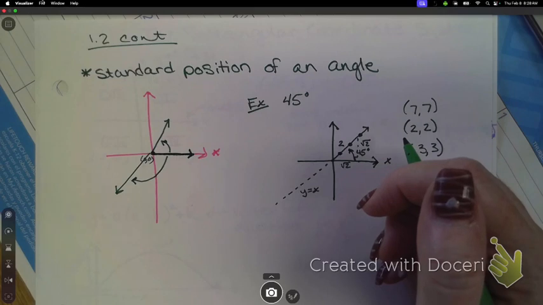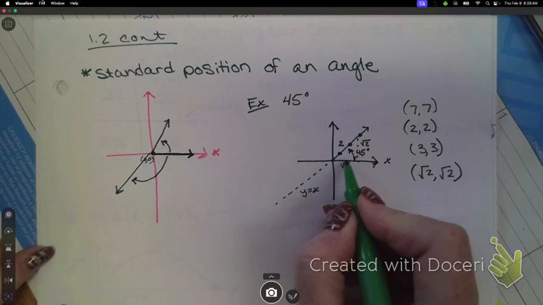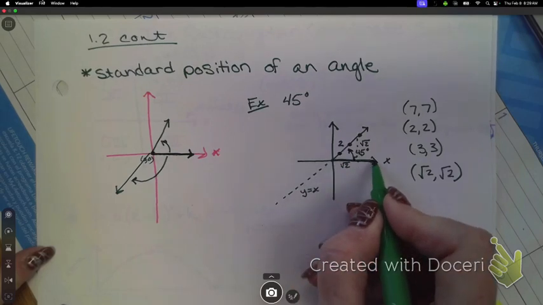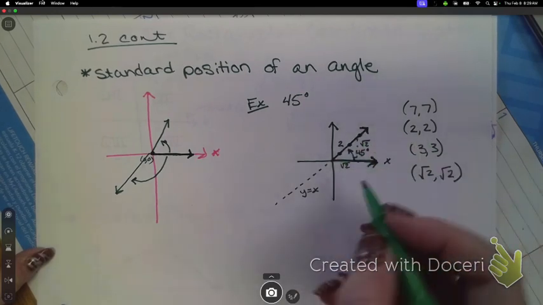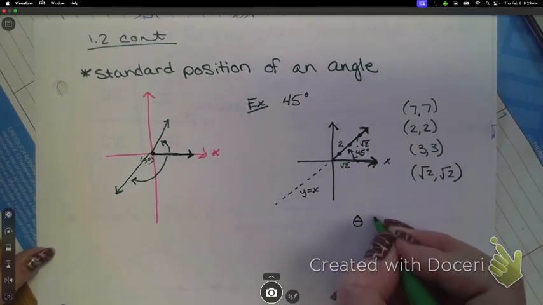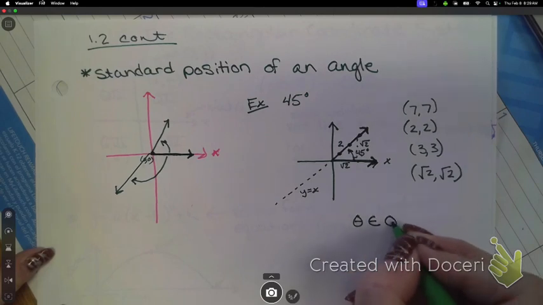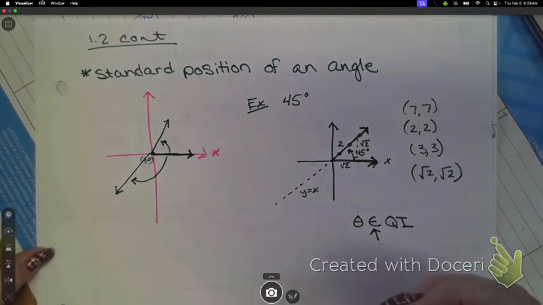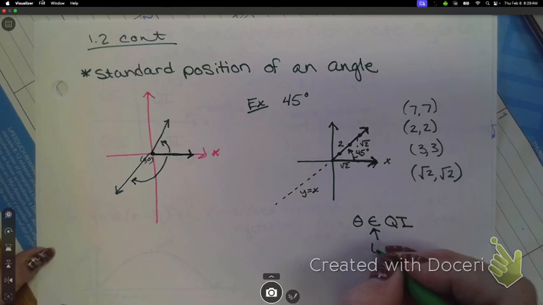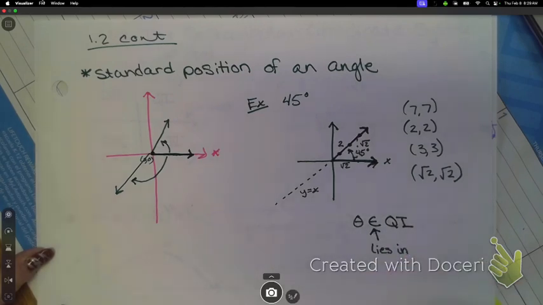The next thing we need to talk about is if an angle is in standard position and the terminal side is in quadrant 1. An angle in standard position, right here, we did this, right? Here was our angle, 45 degrees. We would say theta lies in Q1. The phrase you say when you see it is lies in. So theta lies in Q1.